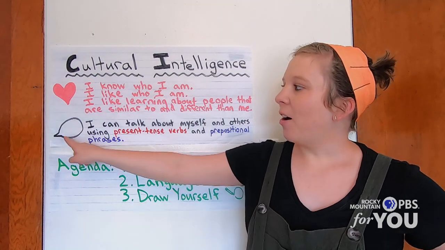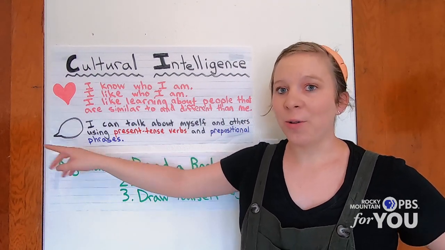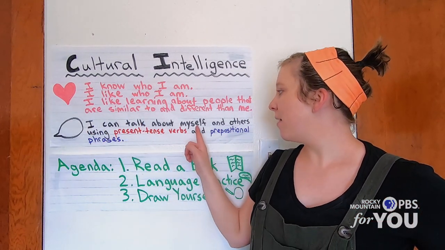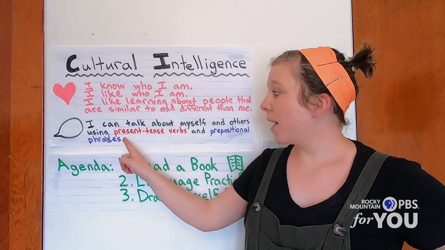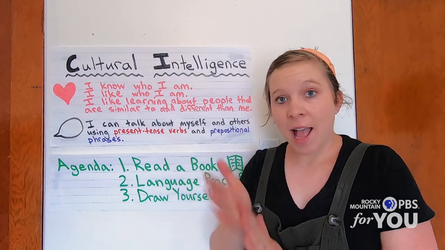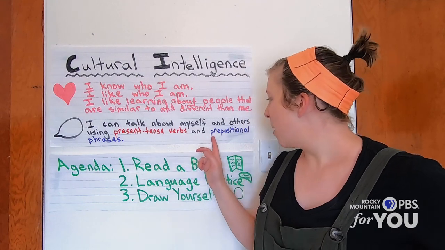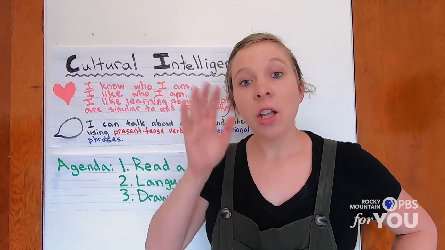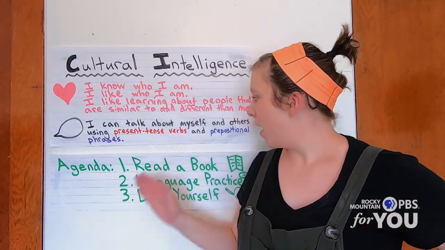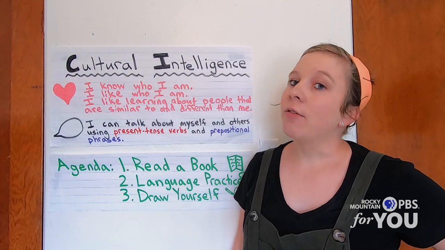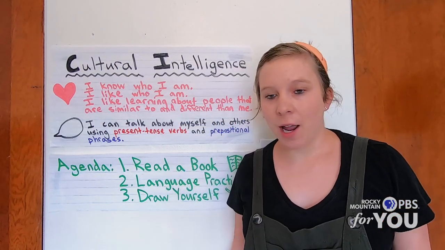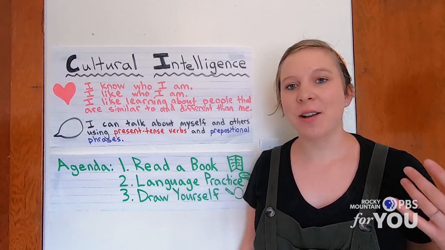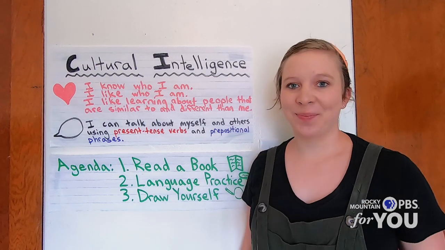Okay, we also have a language goal or a speaking goal. It says, I can talk about myself and others using present tense verbs, action words, and prepositional phrases. Say what? What does that mean? You are going to be experts on it by the end. Prepositional phrases are phrases like over the river and through the woods. Today our prepositional phrase is going to be in my home.